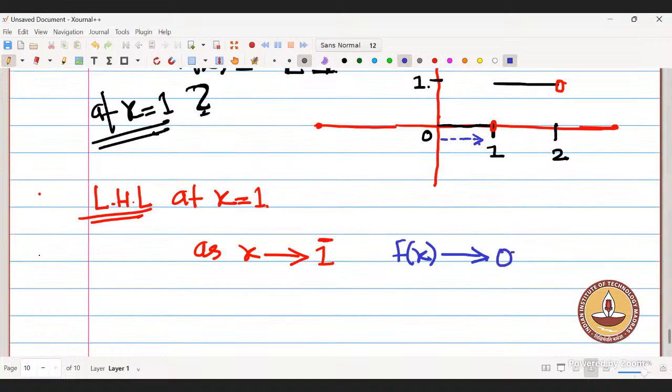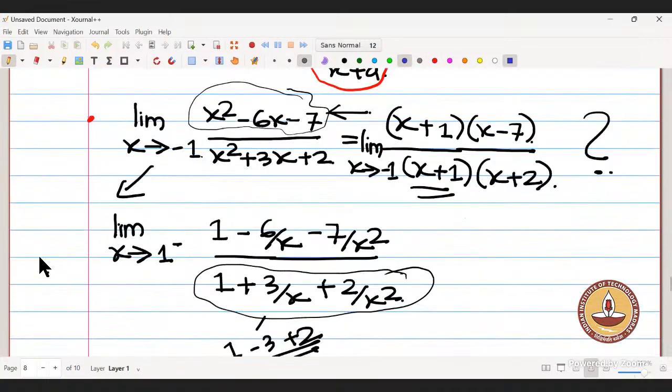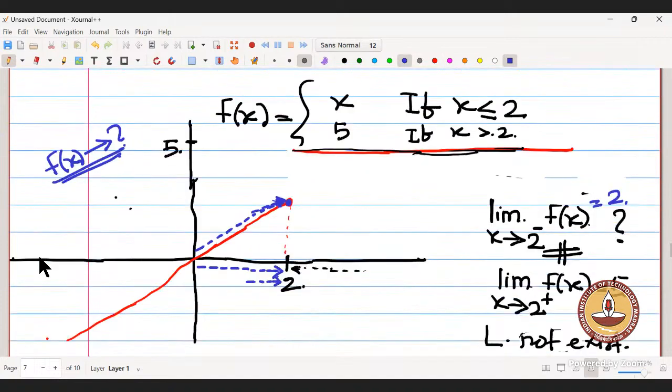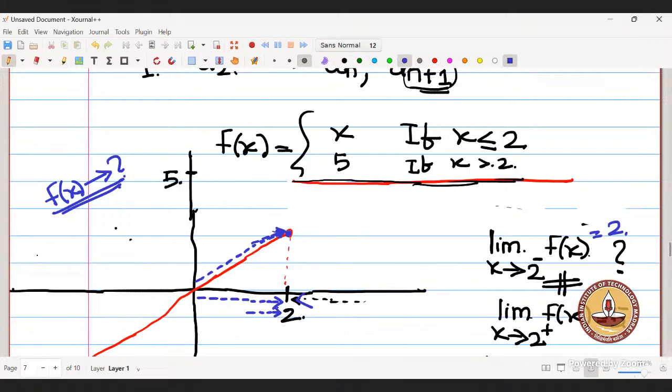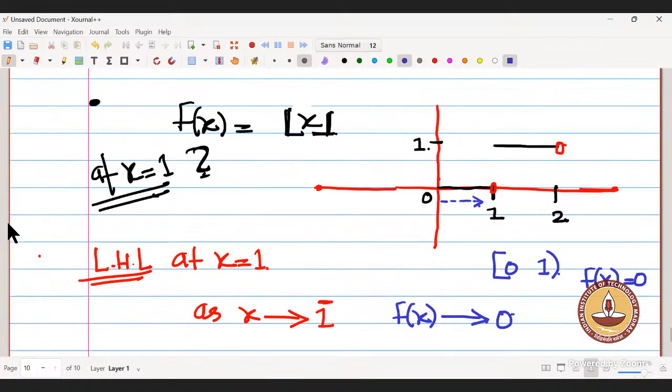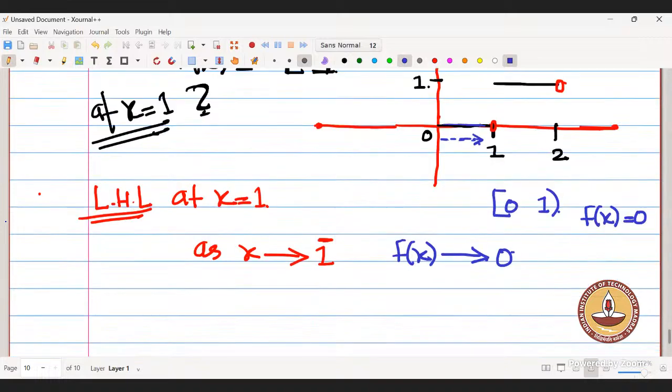Yes, 0. See, on this line from 0 to 1, the value of the function is 0. When you are coming closer and closer to 1, the value of the function is precisely 0. That is what we did here as well: when you are coming to 2 from the right hand side, you are on this line. The same thing happens here. So the left hand limit at x equal to 1 is 0.